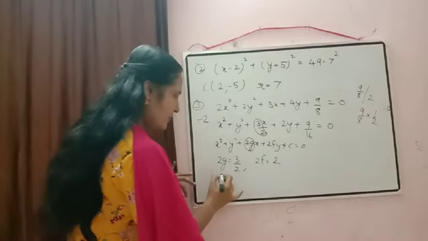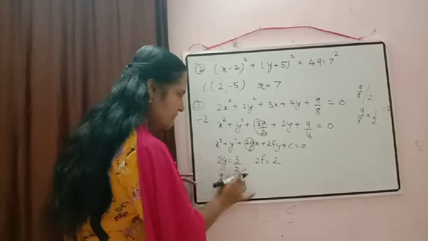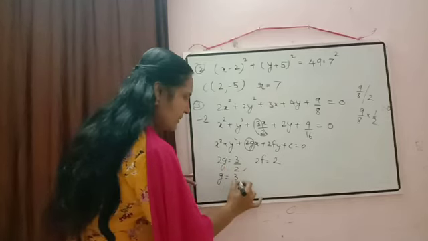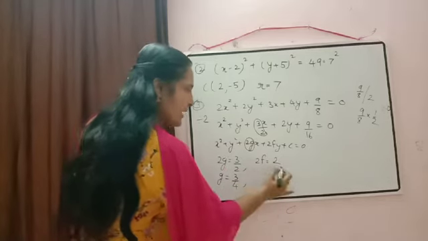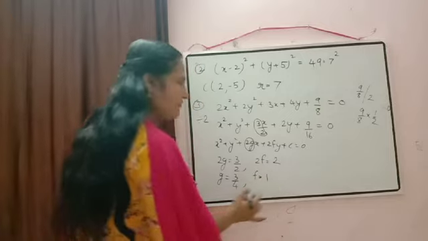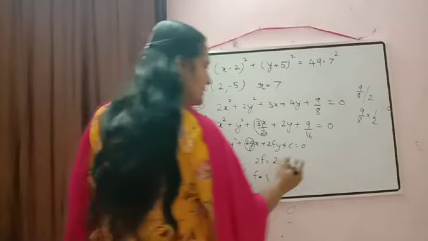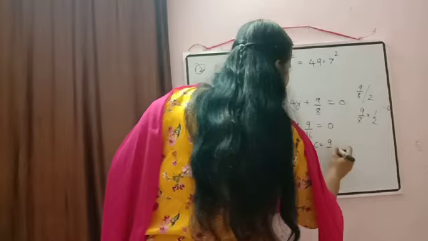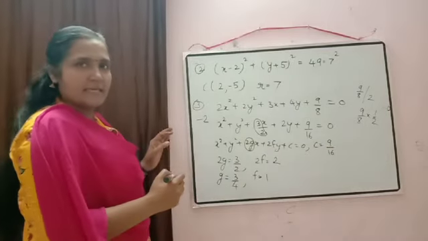So from here what will be the value of g? Shift 2 here, then it will be equal to 3 by 4. And shift 2 here, then we will get f is equal to 1. And what is the value of c? C is equal to 9 by 16.